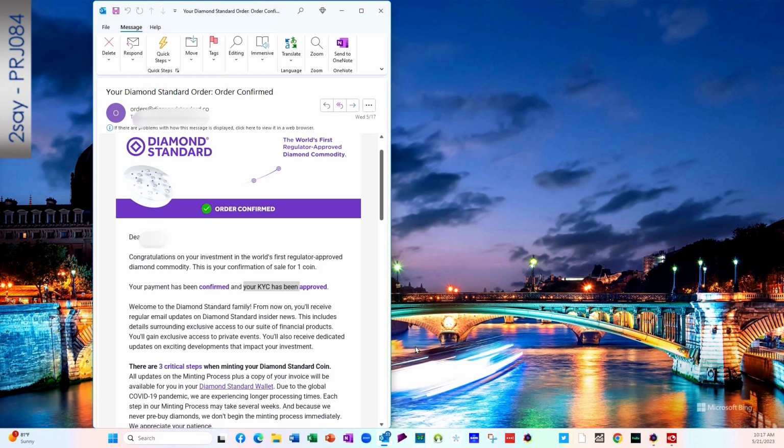This is the fourth email I received. And again, this was 7 days after I placed the order. A payment has been confirmed, all right, we saw that in the previous email, and now we know that our Know Your Customer has been approved. So the KYC process, which is pretty common in financial products, is now completed.